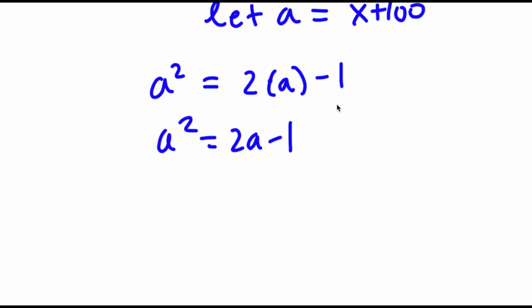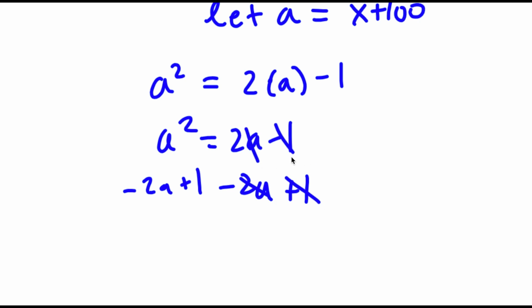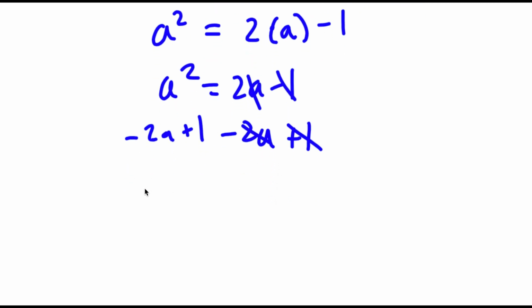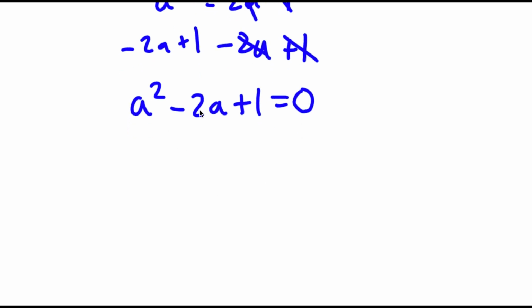Now, I'm going to go ahead and subtract 2a and add 1 on both sides. So these two cancel out, these two cancel out. And now I'll be left with a squared minus 2a plus 1 is equal to 0. Now a squared minus 2a plus 1, that's the same thing as a minus 1 squared. So this is equal to 0.